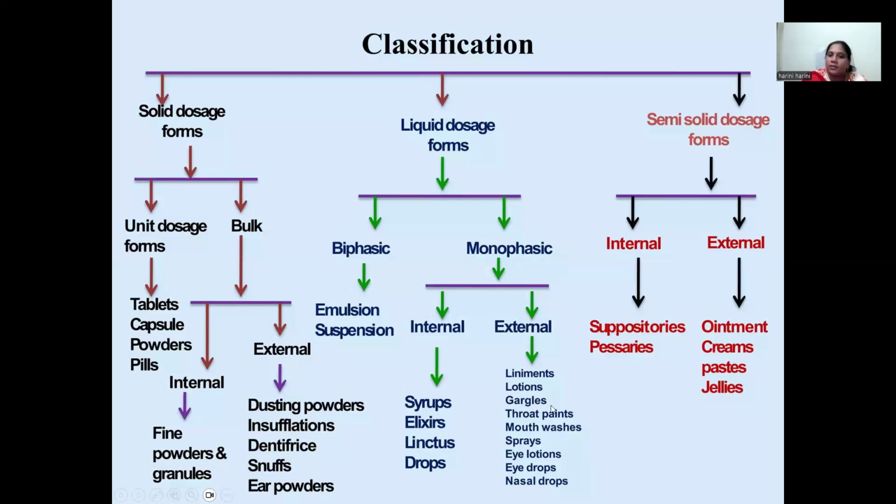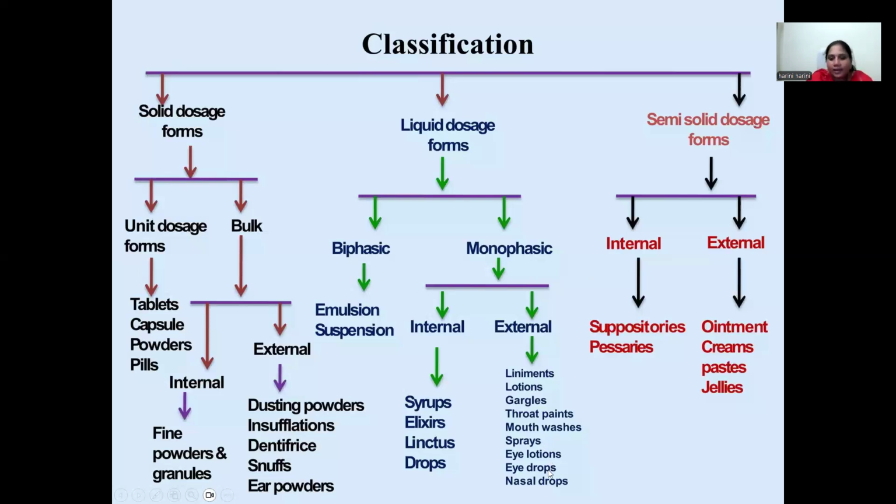Throat paints come under the same category as gargles. There will also be gargling and we'll be spitting it out of the mouth. Mouthwashes are used to deodorize the buccal cavity, that is, to prevent bad smell of the buccal cavity because of the growth of microorganisms. To avoid that, mouthwashes are used. Sprays are applied on the surface of the skin. For example, Moov spray or Volini spray, they'll be in the form of liquids applied on the surface of the skin. So they'll come under external monophasic liquid dosage forms.